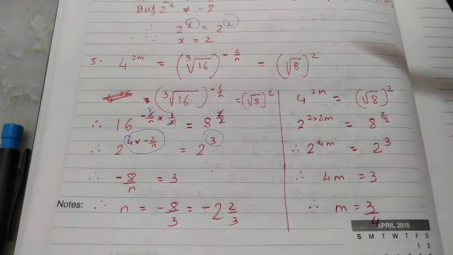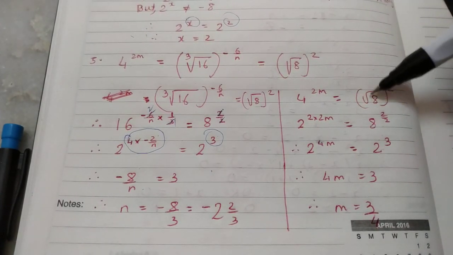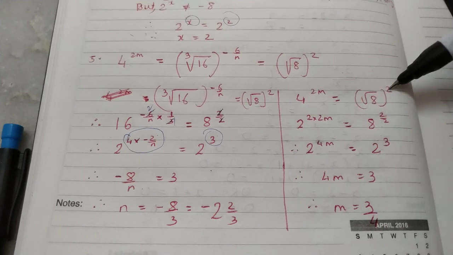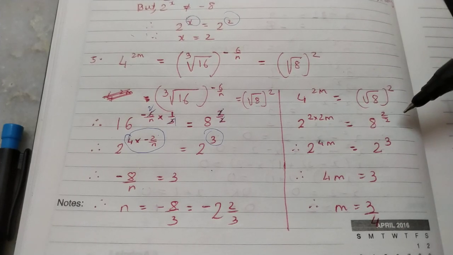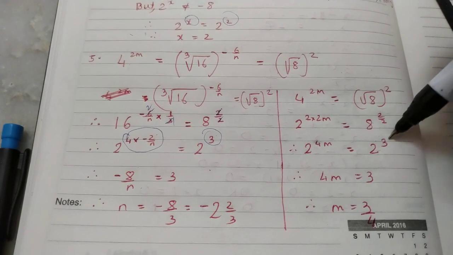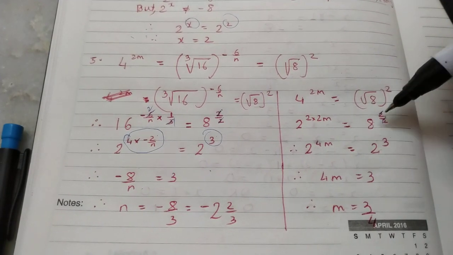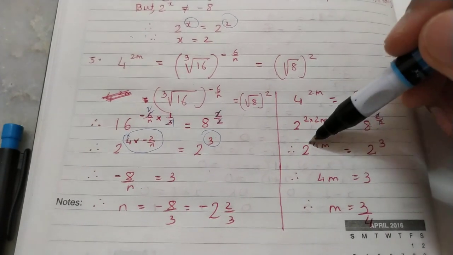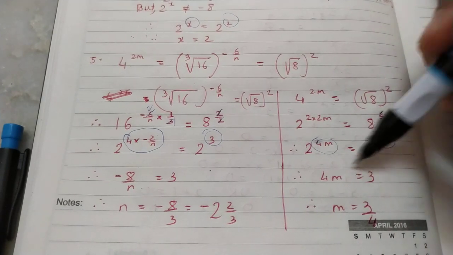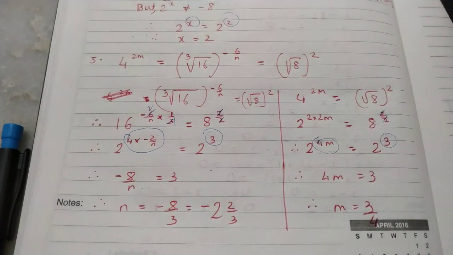Now let's solve for m. Square root, so again it will be 2 upon 2. 8 is 2 cube. This got cut, so this disappeared, but 8 is 2 cube. The powers can now be equalized and get the value of m.